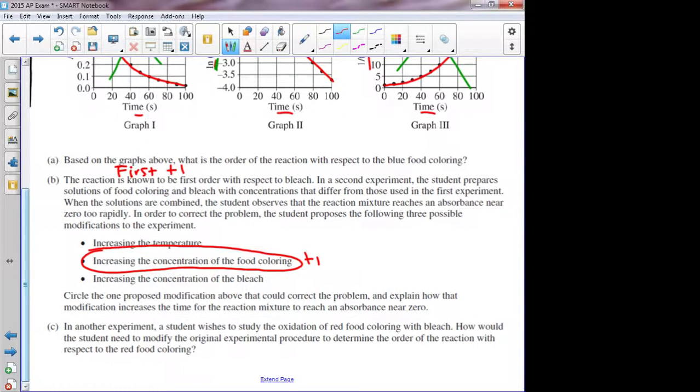There's more that is oxidized, more stuff that takes longer. Excellent. Okay. If I increase the concentration of the food coloring, I'm abbreviating. You can abbreviate, but just don't do it on your AP exam. If you increase the concentration of your food coloring, it will require more time.